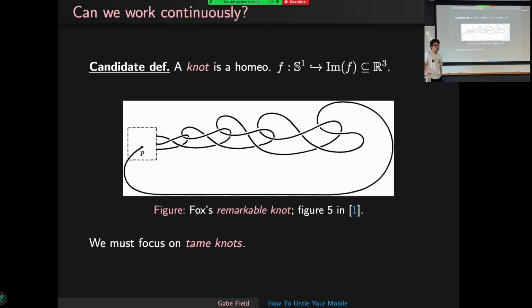Maybe this, so that's a homeomorphism of the sphere. Supposedly, I haven't checked, but yeah, it's quite weird. But yeah.